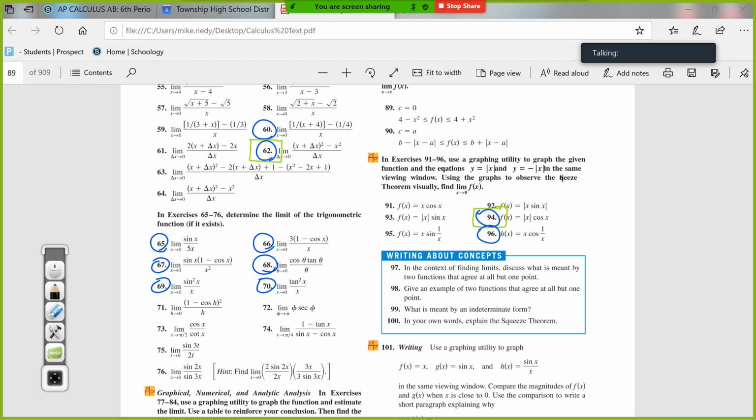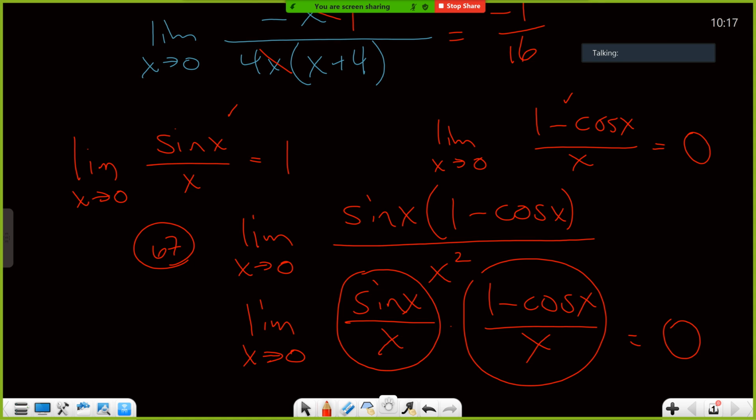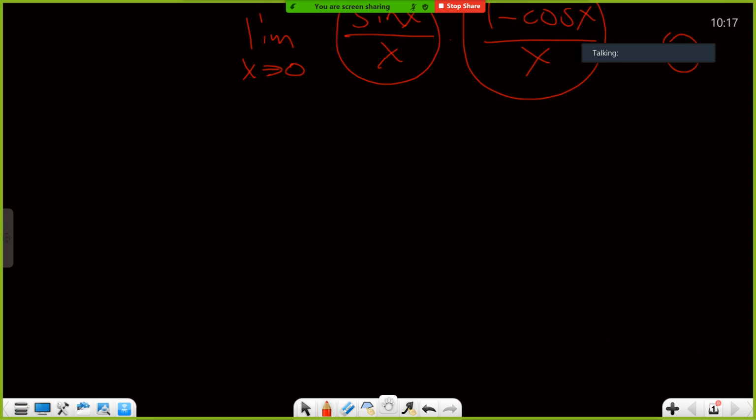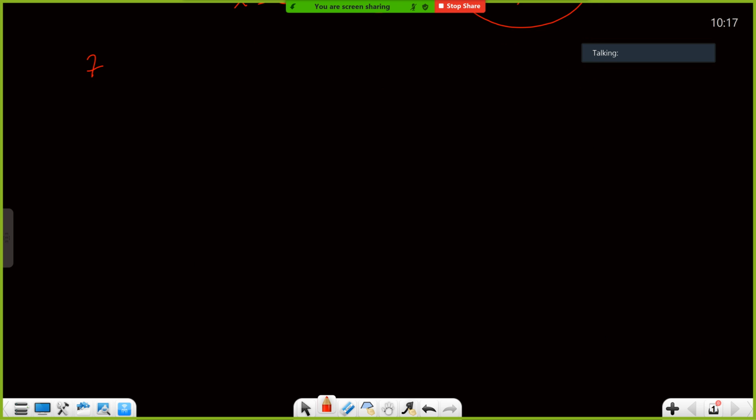Tangent squared x over x. Okay, this is number 70. Limit as x approaches 0 of tangent squared x over... Was it over x?